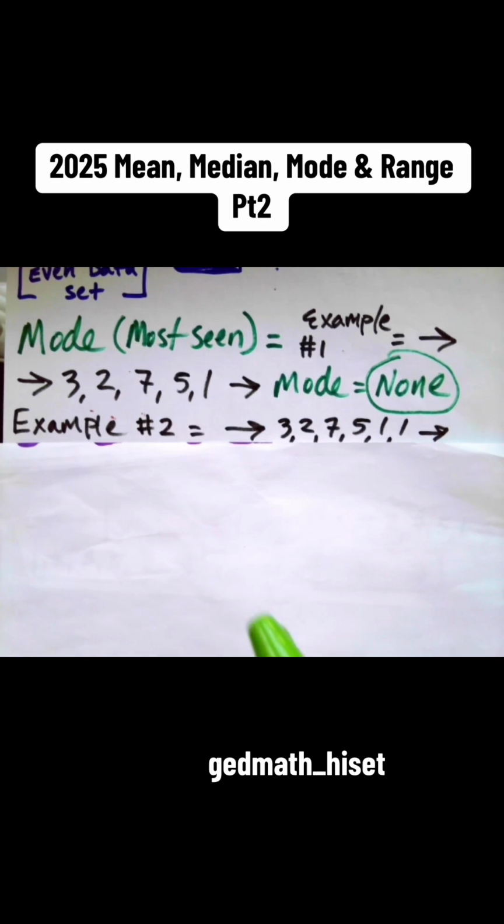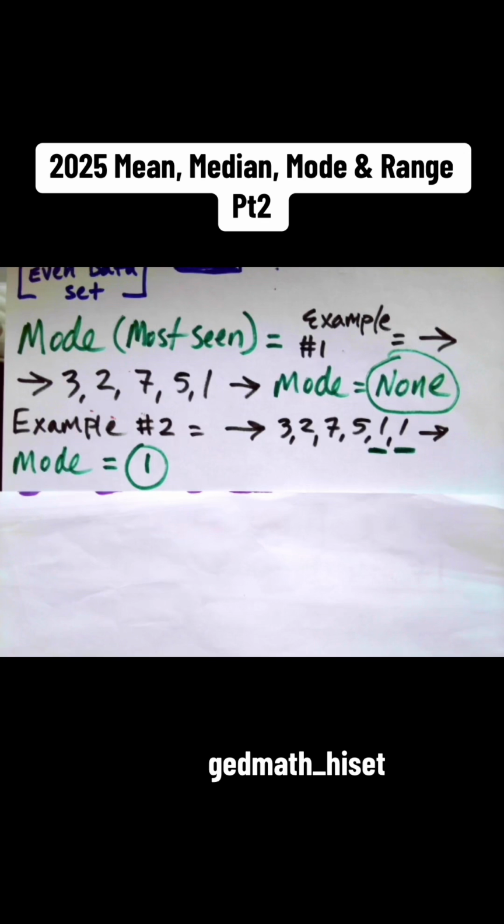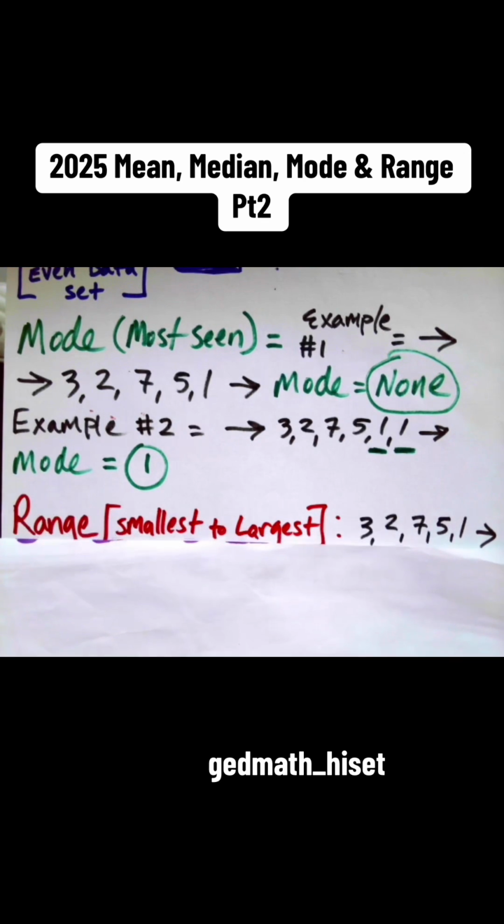So here in this example, you can see 3, 2, 7, 5, 1, and 1. So again, rewrite these in order from least to greatest, and which one repeats the most? I have 2 1s, 1 5, 1 7, 1 2, and 1 3. But 1 repeats itself twice. The mode in that data set is 1. It is number 1.